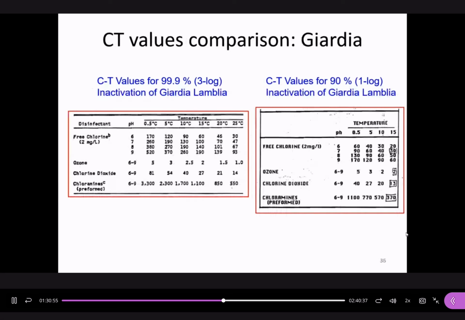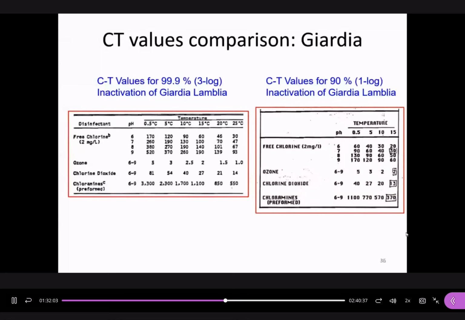Right. So this one is very interesting. You compare the CT values for the inactivation of Giardia, and this one is for 3-log removal. For 3-log removal, we have free chlorine, we have chloramine. So how about CT value? Free chlorine, you need a smaller CT value, right, compared to chloramine. For example, at 10 degrees Celsius, this is 1700. This is only 130, which means free chlorine is at least 10 times more powerful than chloramine, right, when you compare the CT value.